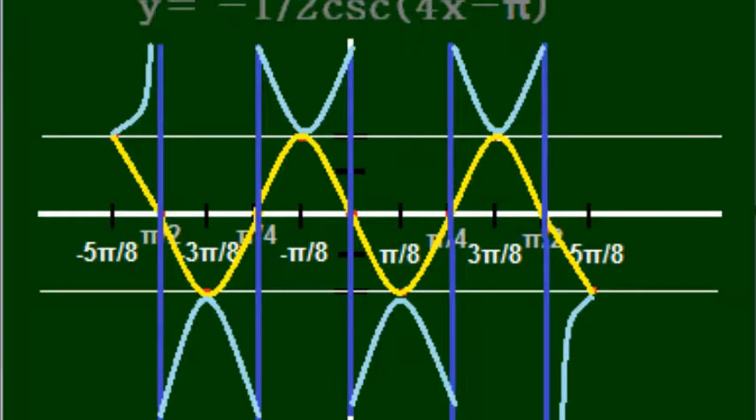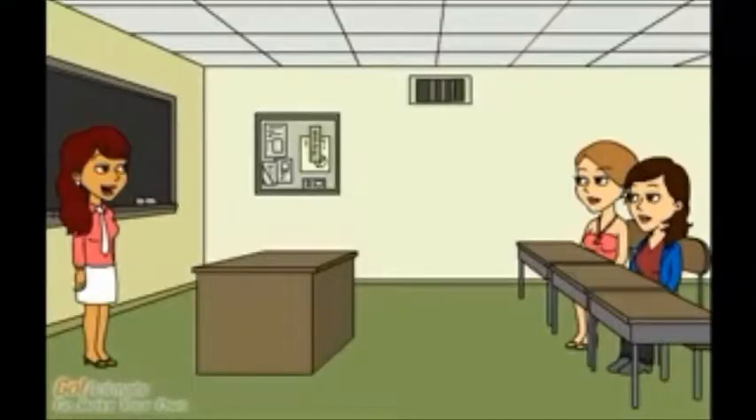And that's how you graph a cosecant function. I hope I was able to help you guys. One more thing. Remember, cosecant does not have an amplitude. Keep that in mind.